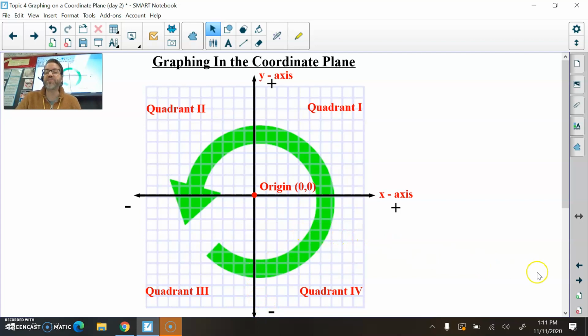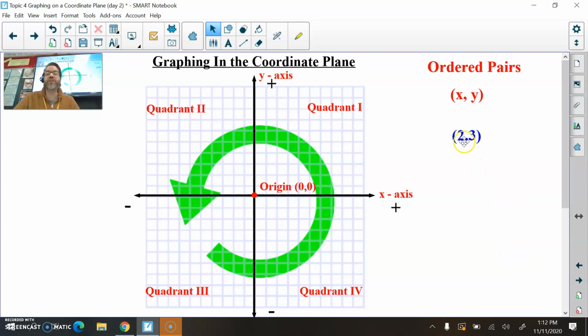So to locate points, we use what's called an ordered pair. Ordered pairs always start with X, followed by Y, and they are always in parentheses. And again, I don't want you to get too confused by this. All X is telling you, am I going to move left or am I going to move right? And all Y is telling us is whether we're going to move up or whether we're going to move down on the coordinate grid. So it's directions.